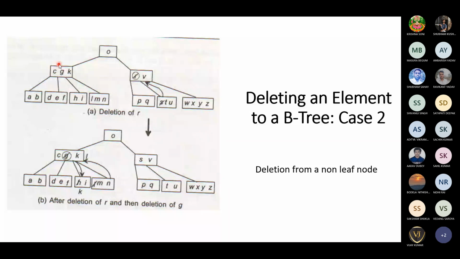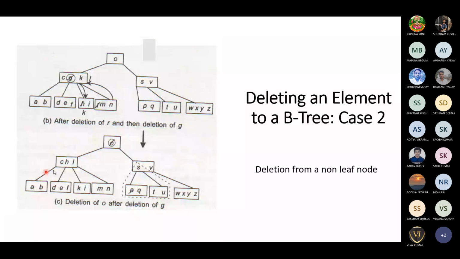The right sibling has more than m by 2 minus 1 values. This is having 1 value. This is having 3 values. This is creating some imbalance. So we will break this node. By breaking the leftmost node, L will become the root node, K will become its child node. The tree will look like this: C H L, A B, D E F, K I M N. Is that okay? Yes, sir.